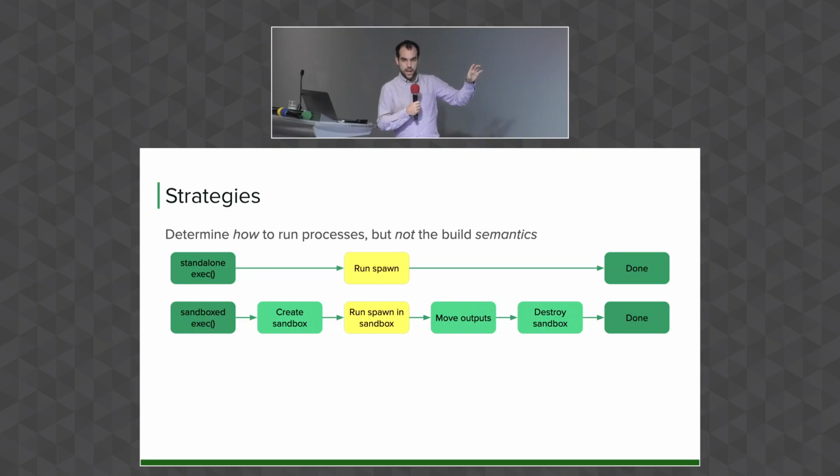For every action that we have to run, or for every command, we have to create a sandbox first, which involves possibly copying files or creating a ton of symlinks, and so on. Prepare the environment. Then we execute the spawn inside that sandbox. When we are done, because this sandbox is a separate directory, the outputs were not written where they were supposed to be. They are written in a sandbox. So we need to move them in place. And when that's done, we can finally destroy the sandbox and call it a day, right? We can say that's done.